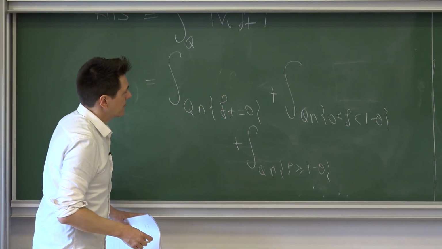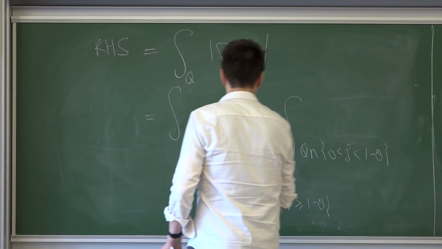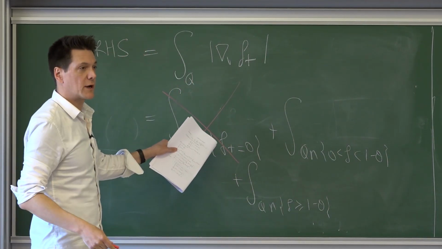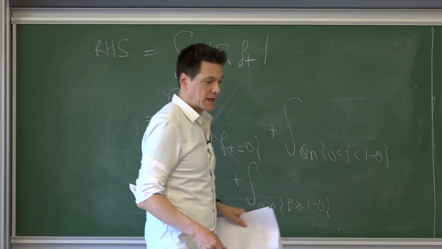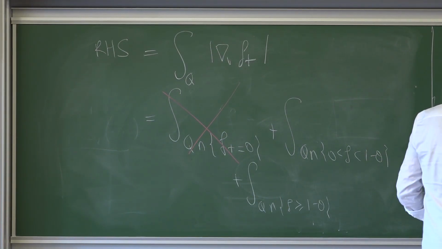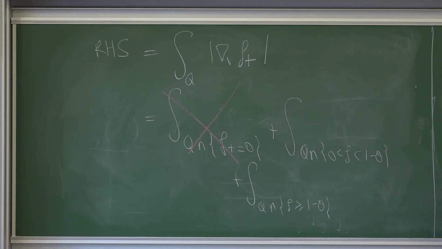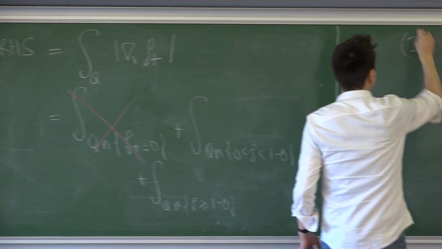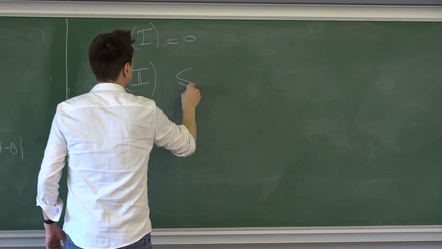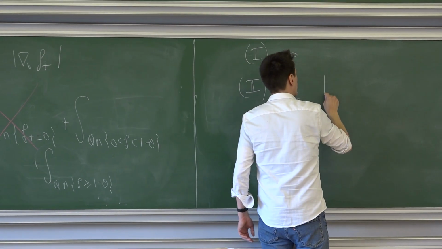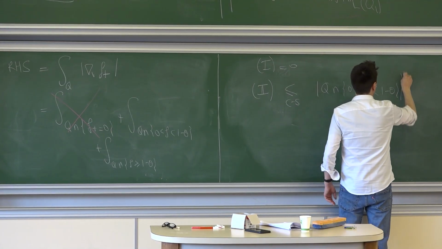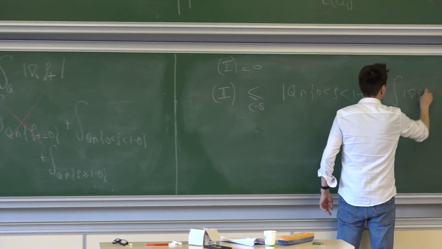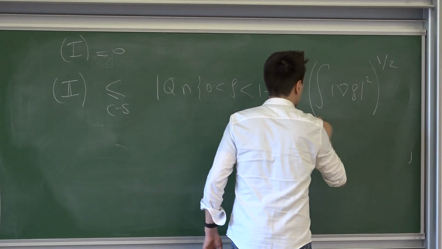Three parts. The first part is 0, because this is the gradient of a positive function, so where it is 0 doesn't appear. The second part is what I want, because it will estimate the measure of that set. The third part will be small. Why? Because of the energy estimate. So, first term is 0. Second term, by Cauchy-Schwarz, gives you a measure of the set I'm interested in to the power 1/2, and then an L2 norm of the gradient of f, which is controlled by the energy estimate.